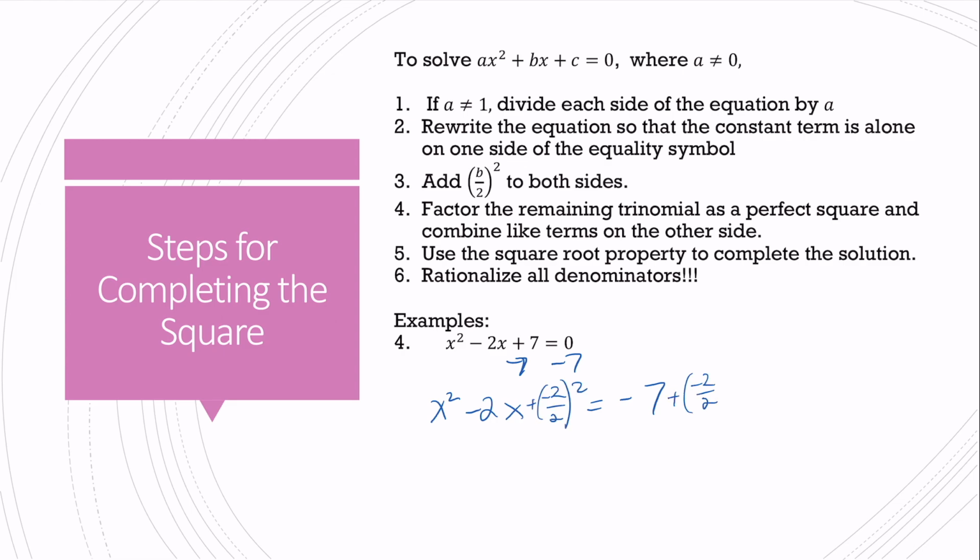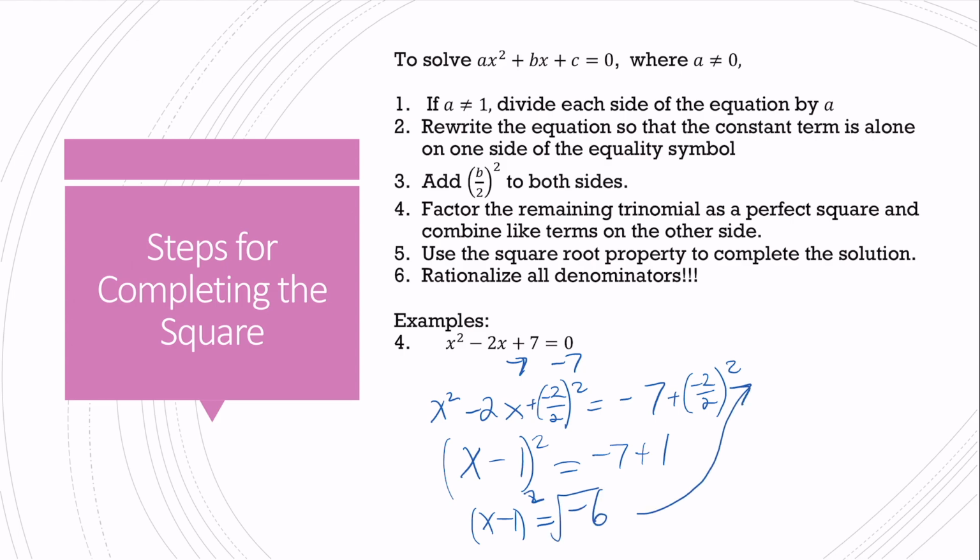So I get x minus 1 squared is negative 7 plus 1. X minus 1 squared is negative 6. I take the square root of both sides. I get x minus 1 is plus or minus i root 6. X is going to be 1 plus or minus i root 6. So those are our steps for completing the square.